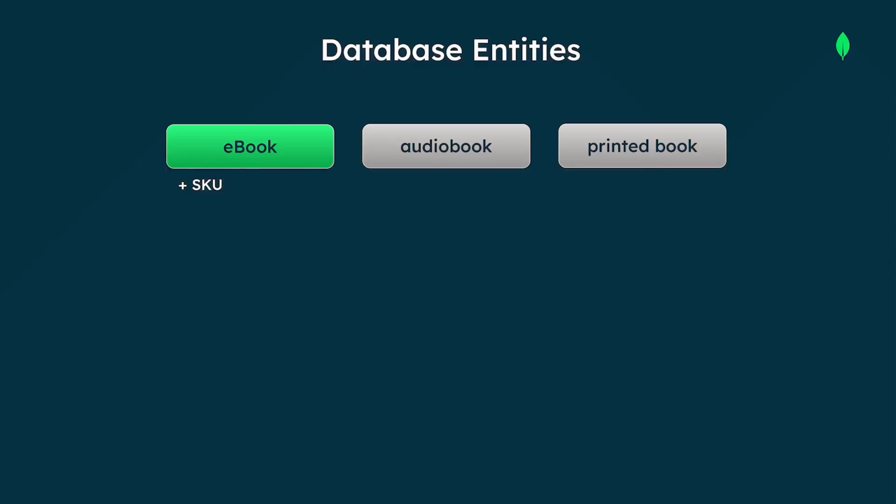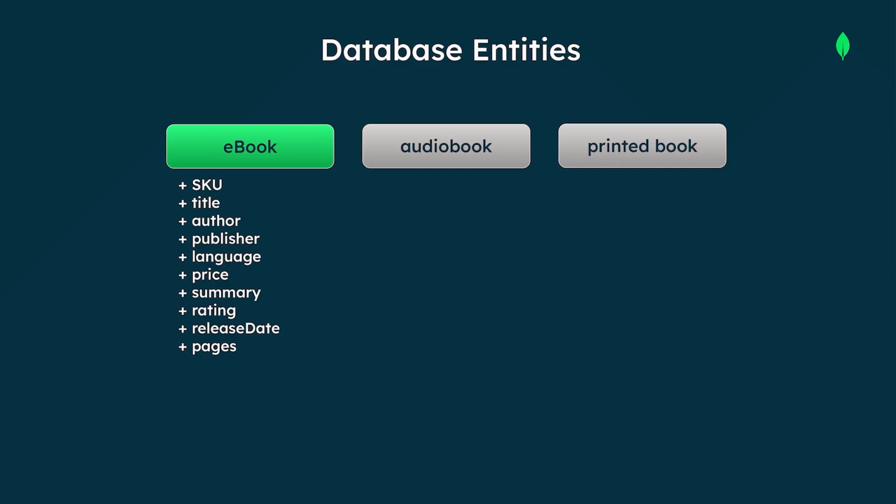Let's take a look at the ebook entity first. An ebook should have an SKU as a unique identifier. When a user clicks on a book, they'll want to see additional information. So it should contain attributes for title, author, publisher, language, price, summary, rating, release date, and the number of pages.